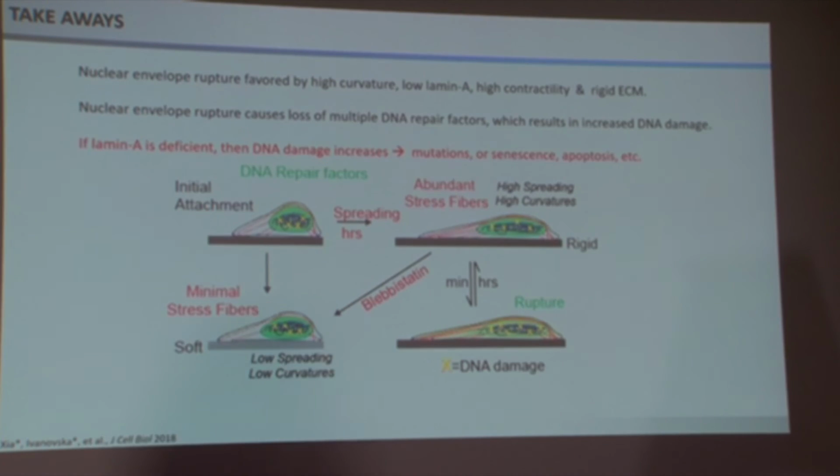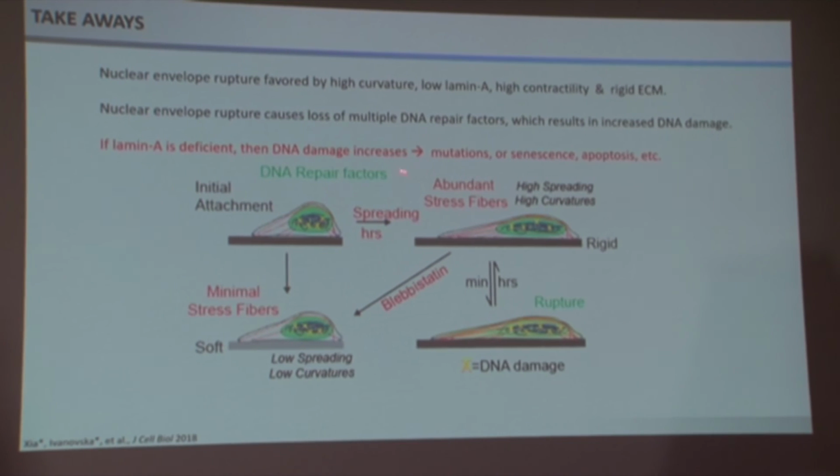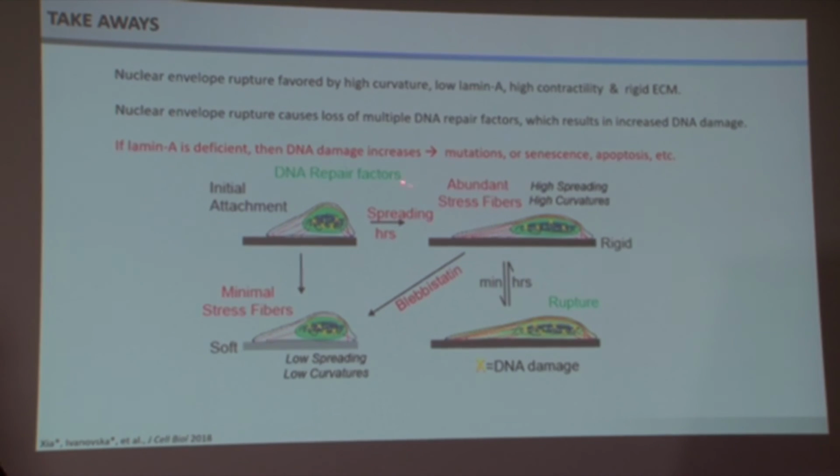And with this, I would like to go to my conclusion. What I showed you today is that the nuclear envelope rupture is favored by high curvature, low lamin A, high contractility, and rigid extracellular matrix. Nuclear envelope rupture causes loss of multiple DNA repair factors, which results in increased DNA damage. And if lamin A is deficient, then DNA damage increases, which leads to mutations or senescence, apoptosis, and so on.